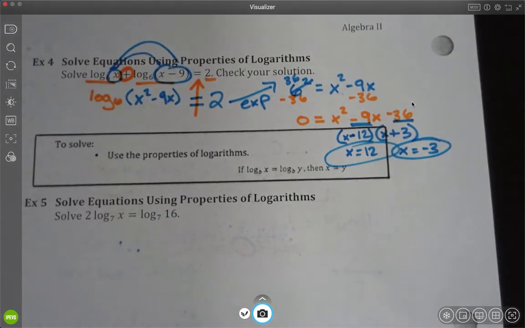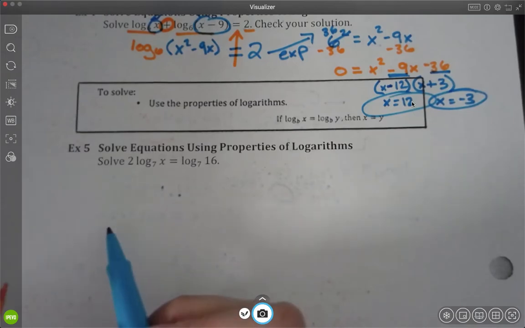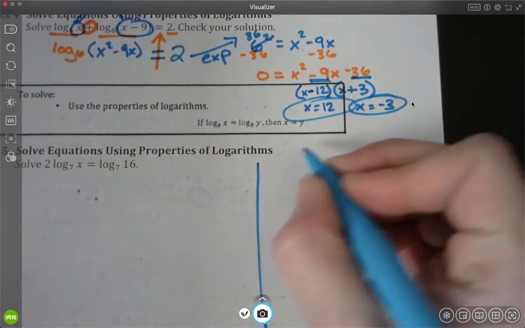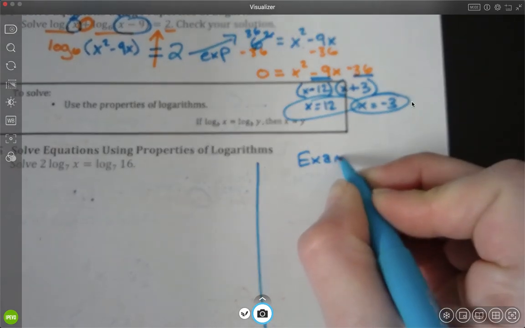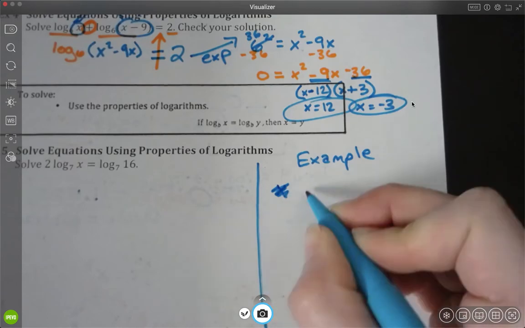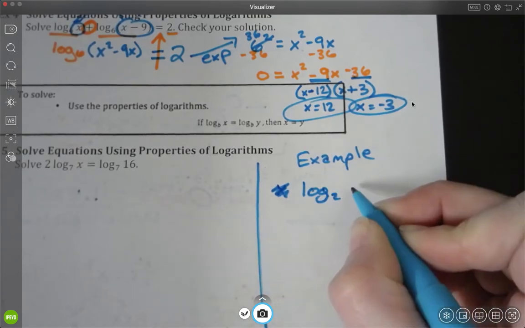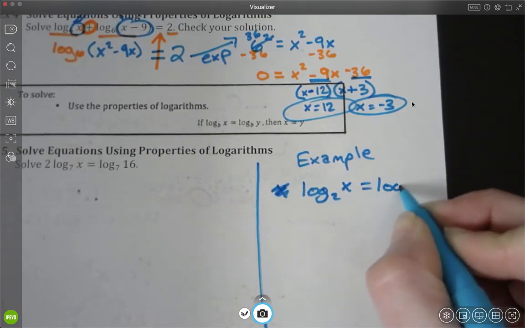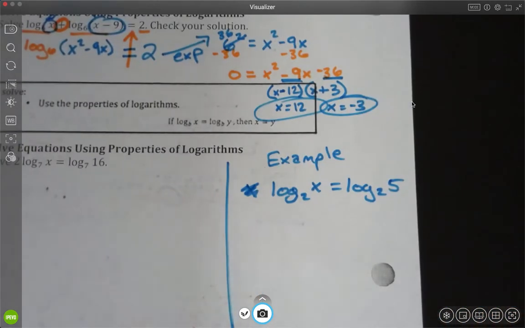Okay. All right, now this one, example 5. I'm going to skip the property and go straight down to number 5. But let's talk about something over here. Here's my example. Let's say I have log base 2 of x equals log base 2 of 5. If I have that, what's x equal?